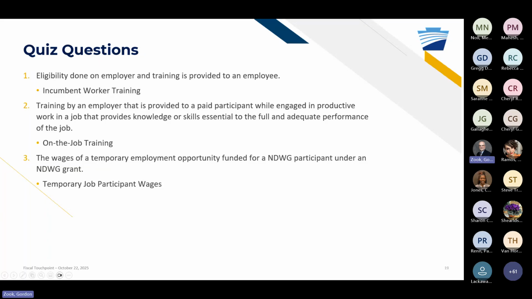So these are going to be here, temporary job participant wages. If you remember, we had a CAS category, B7, which is the participant wages, the temporary jobs for it. So it's slightly different than the transitional jobs, because transitional jobs do not have to be limited to NDWGs. But there are some definite similarities between those. Okay. Salary and fringe benefits of Title I staff.